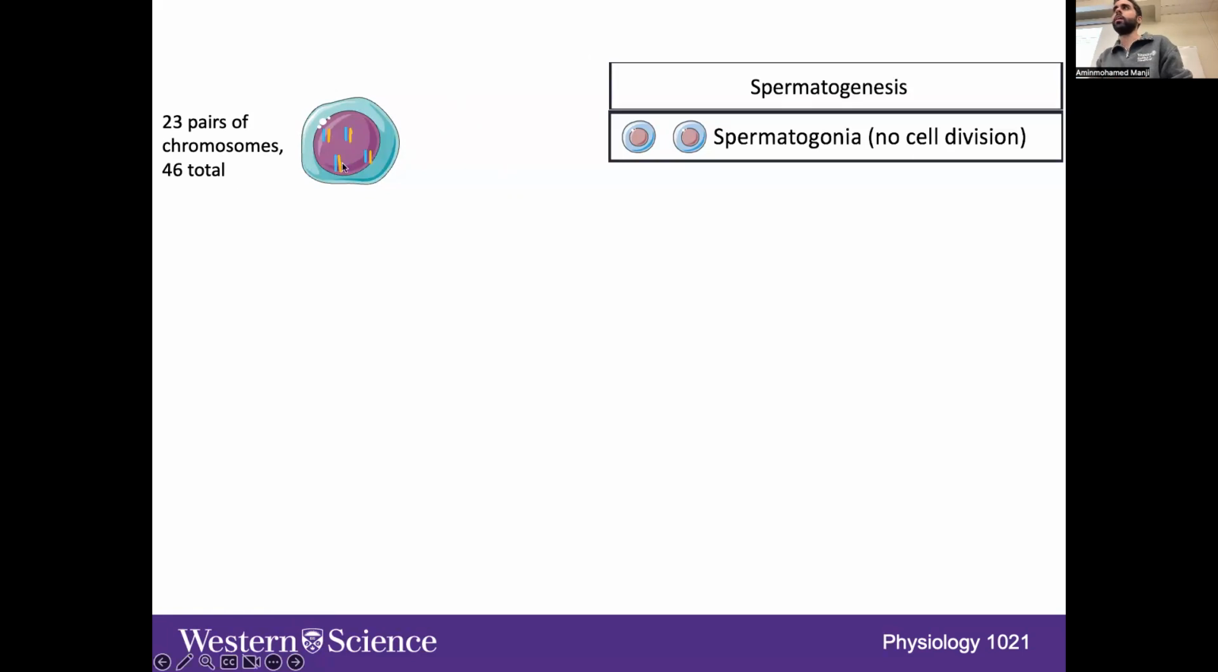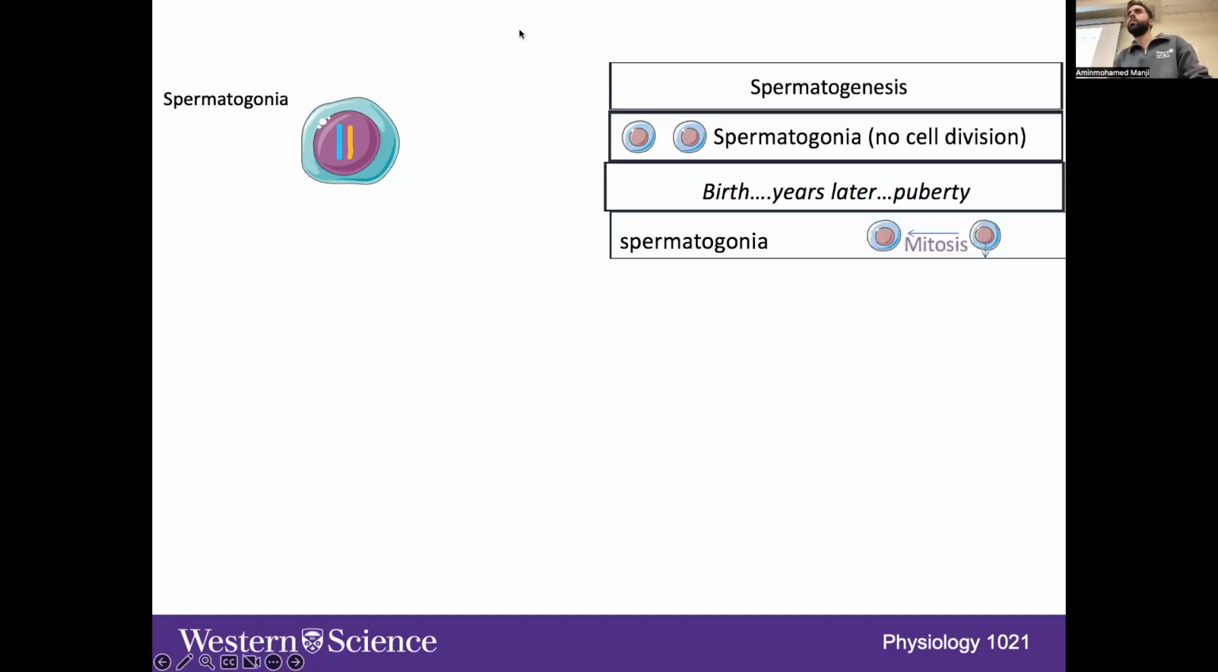All right, I forgot. Actually, I annotated these. Okay, so 23 pairs of chromosomes. Here on out, I'm only going to show one pair because this was a real pain. I had to like manually draw these out. Okay, so baby boy is born, nothing happens.